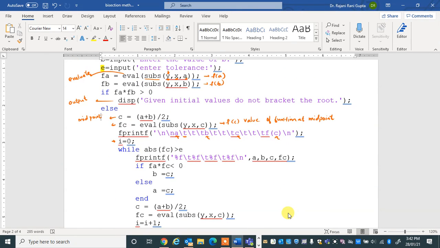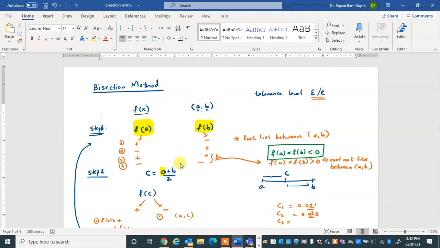We write while the absolute value of the function at c is greater than epsilon. Epsilon is the tolerance. Then fprintf, to keep printing. Again we use the tab to print the values. So it means in the first backslash t, a is getting printed, then b, c, and f of c.